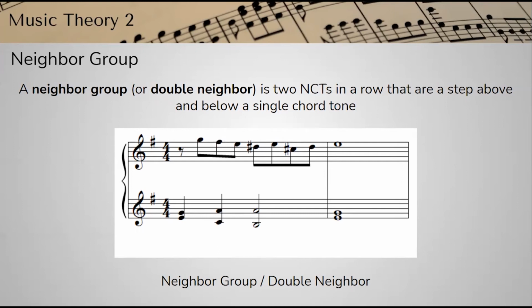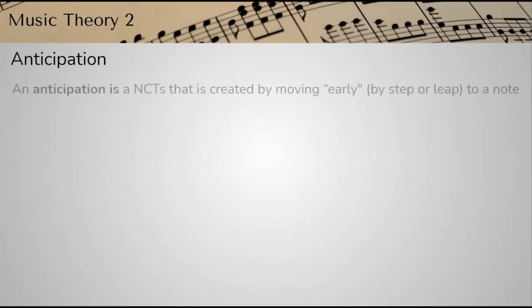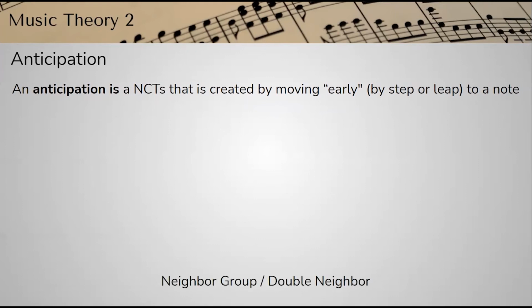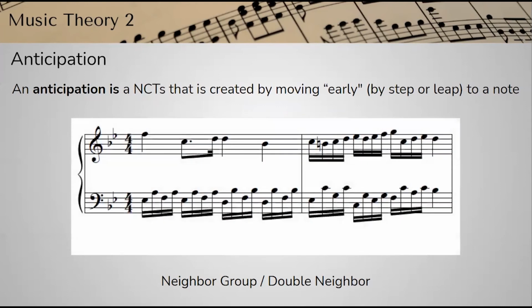Now let's look at another kind of non-chord tone called the anticipation. Anticipations are non-chord tones that are created by moving early to a note of the next chord. Okay, and so these happen when you anticipate, you move early to a note that belongs in the chord that's coming up, but does not belong in the chord that you're currently on. So we have an example of that in this little piano piece. So let me play this for you and we'll go find it.